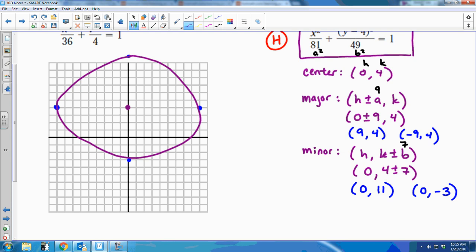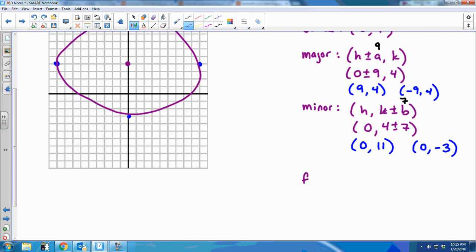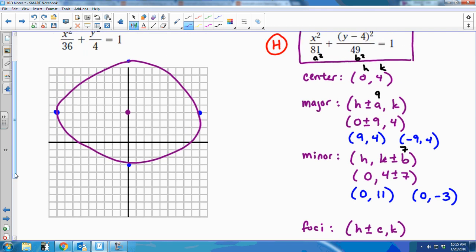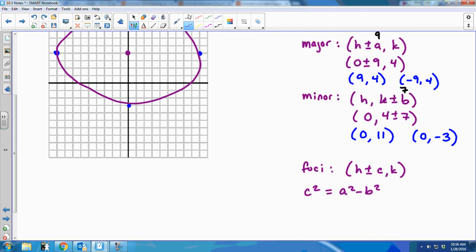The only other thing it asks on this question is to find the foci, which again, we don't have to graph, but we can still find them. So to finish out the question, it says to find the 2 foci. Again, from your notes, that's h plus or minus c, comma k. We don't know c right off the bat, but we have an equation: c squared equals a squared minus b squared. A squared was 81 and b squared was 49, so c squared equals 81 minus 49. So c squared is 32.